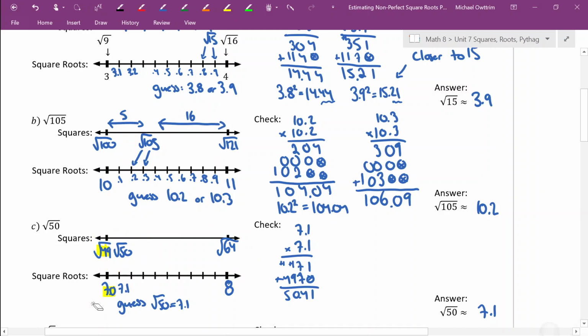And then check your guess by multiplying. Square our number to see if it does in fact give us the original number that we are estimating. And so you can continue that through all of the other questions. I hope that has helped you with understanding how to estimate square roots of non-perfect squares.